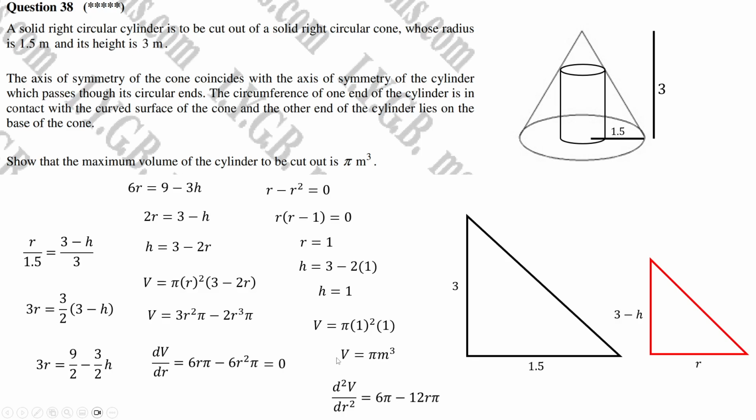Show that this is actually a maximum: differentiate twice. Show that this is actually negative. This is going to be negative 6. Oh no, sorry, we need to plug in r equals 1 into here. You'll get that. That's negative 6 pi. And that's a maximum.